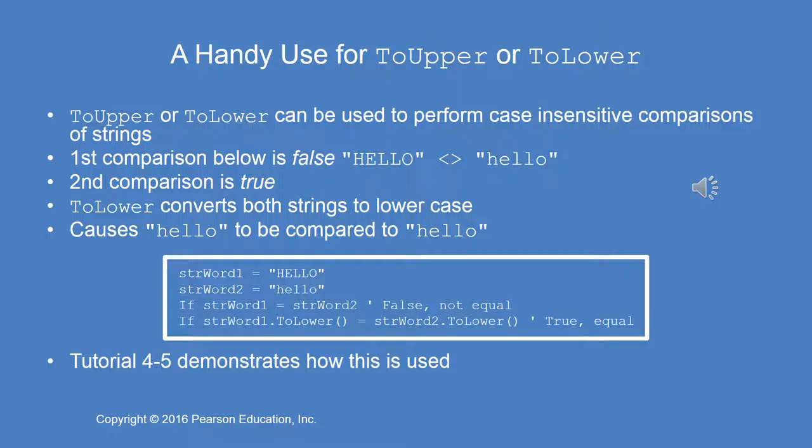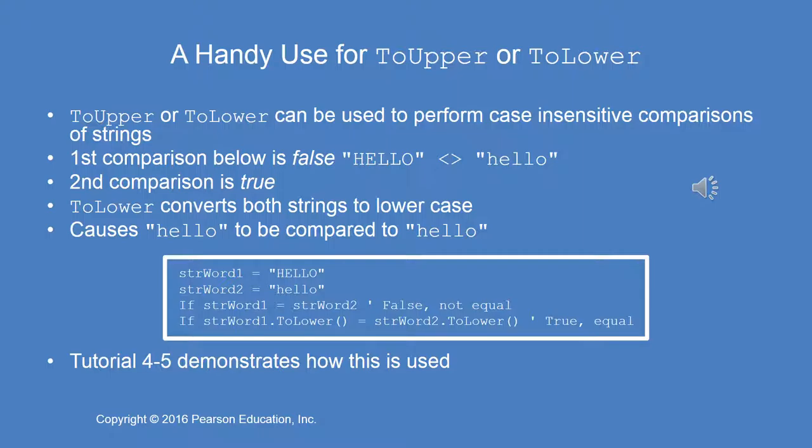So we have in the rectangular box some code to illustrate how this works. We are assigning capital H, capital E, capital L, capital O to string word1. And then we're assigning the same letters, all lowercase, H-E-L-L-O, to string word2. In the first comparison, if word1 equals word2, that Boolean expression will resolve to false, because the strings are not equivalent. Capital H is a different value than lowercase h.